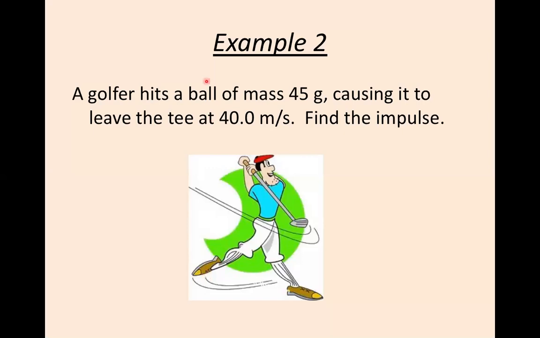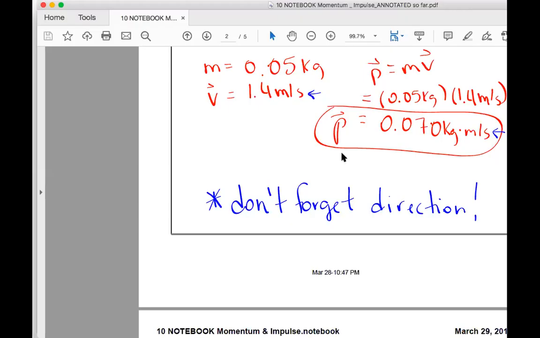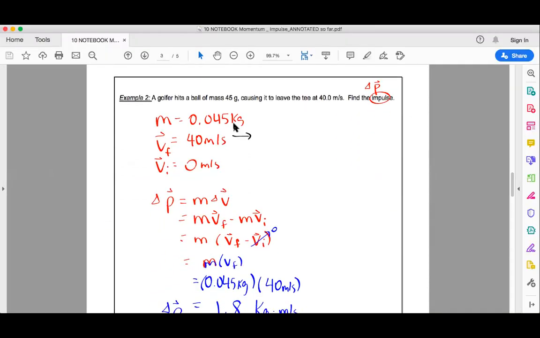Let's try an example where we're finding the impulse. So writing out our givens, we have mass, 0.045 kilograms. We convert to SI units. The final speed is 40 meters per second. We're hitting a golf ball. So those two numbers, that's all that's given. It's not quite enough to solve the problem.